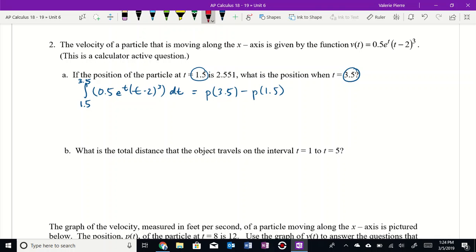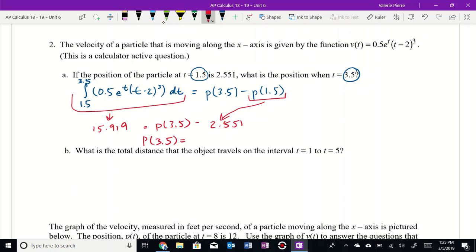And then this is where the calculator comes in, because I can plug this into a calculator. And I'll get 15.919 is equal to p of 3.5, which is what I'm looking for, minus, and we know p of 1.5 is 2.551. So p of 3.5 equals 18.470.